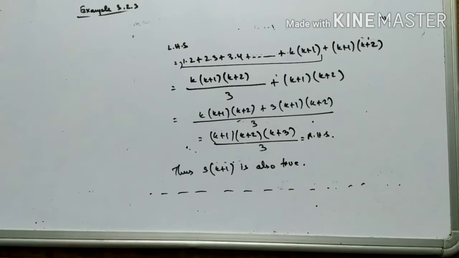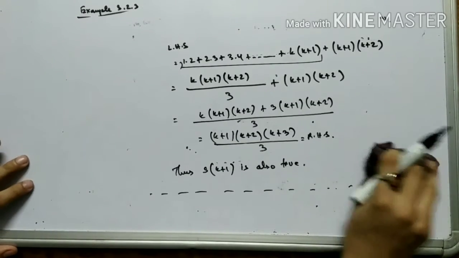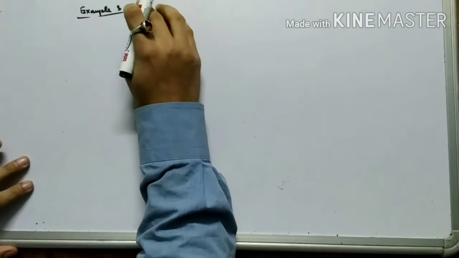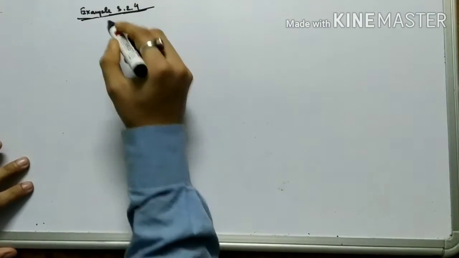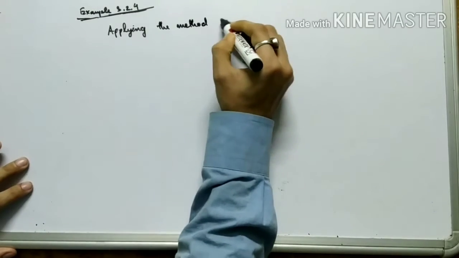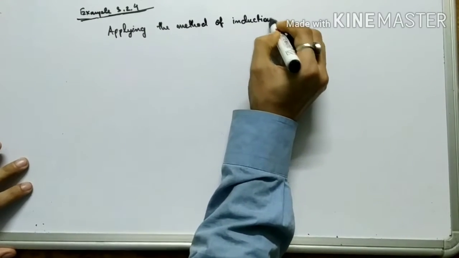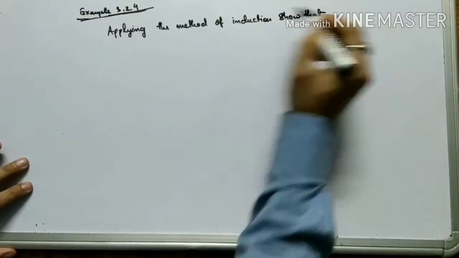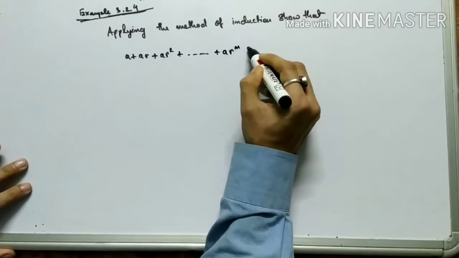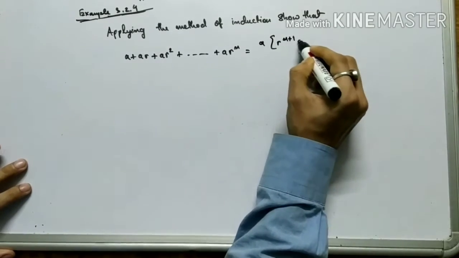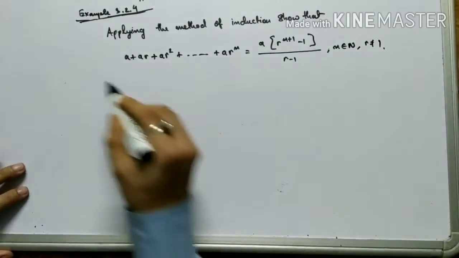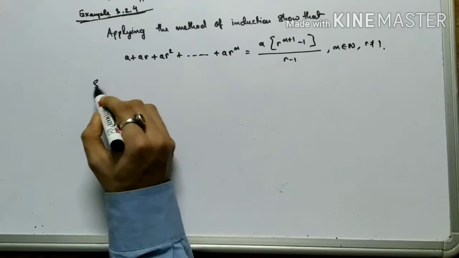Next is example number 3.2.4. Applying the method of induction, show that a + ar + ar² + ... + arⁿ = a(rⁿ⁺¹ − 1)/(r − 1), n belongs to N, r not equal to 1. Okay, so this is your solution.